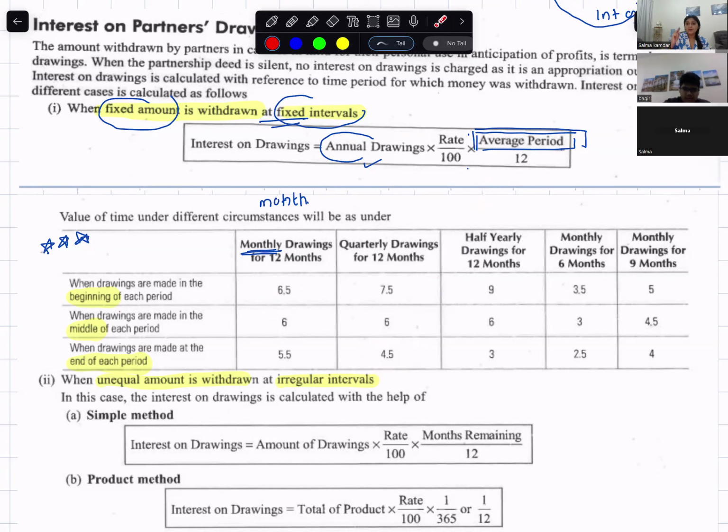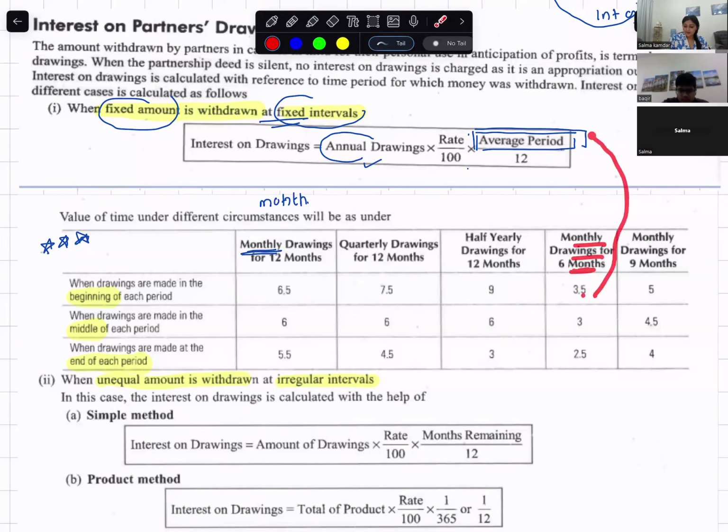So monthly, quarterly. Now we are talking about half yearly. That means you're doing drawings every 6 months. So if you're doing half yearly at the beginning of the half year, then you will multiply by 9 upon 12. At the middle of the half year, 6 upon 12. At the end of the half year, then 3 upon 12. Then you're doing monthly drawings for 6 months.